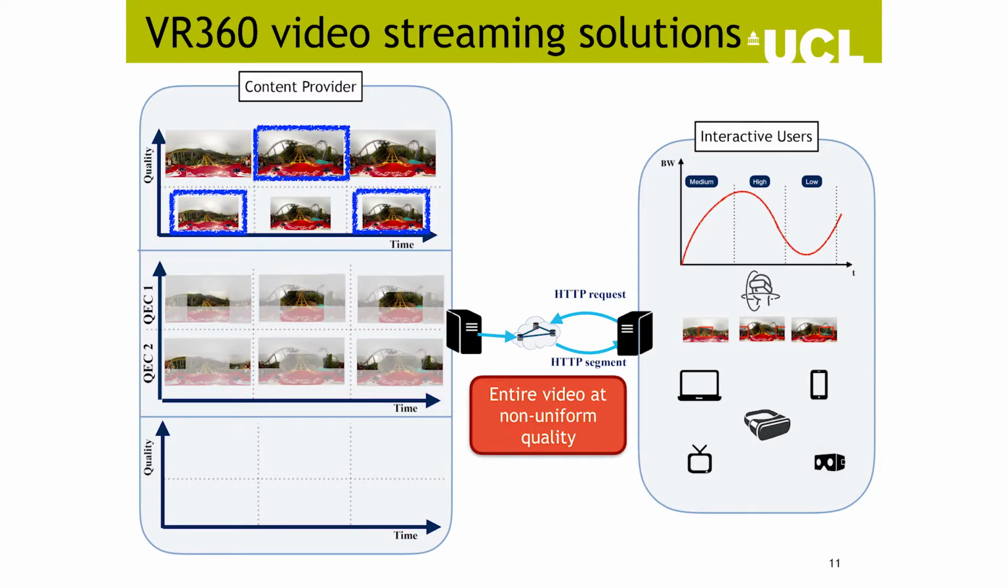The second kind of solution that we can find in the literature is to again send the entire video, but this time it is encoded with non-uniform quality. At the server side, we have different representations with different quality centers. That means the area around this center is at higher quality and the other part of the video is at lower quality. In this way, we can save bandwidth, but at the user side, we need to adapt not only in terms of available bandwidth, but also based on the user position.